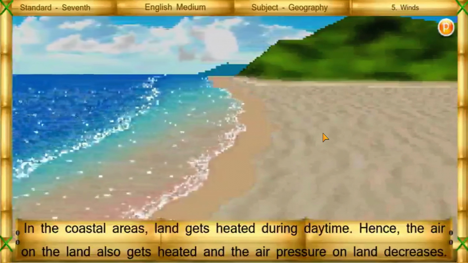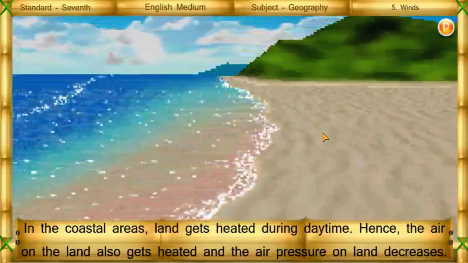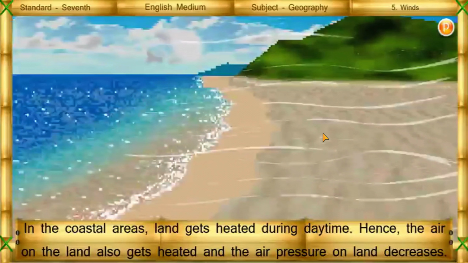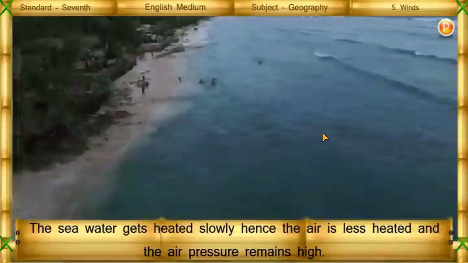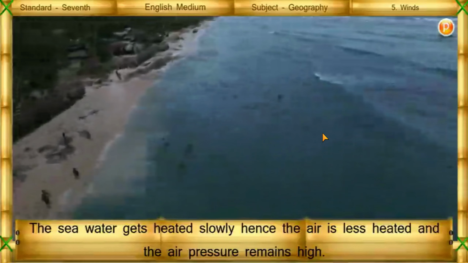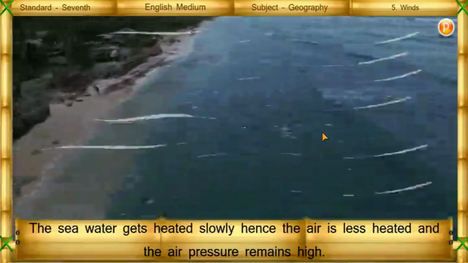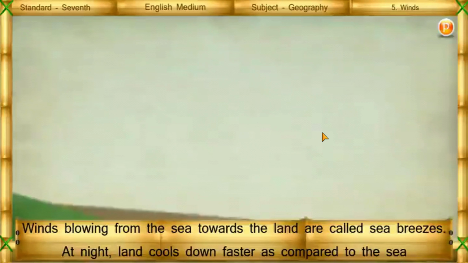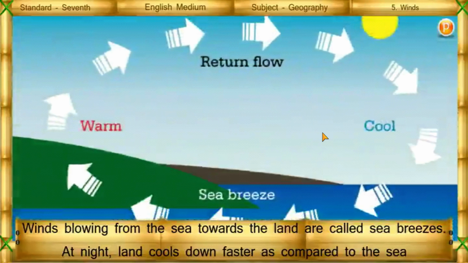In the coastal areas, land gets heated during daytime. Hence, the air on the land also gets heated and the air pressure on land decreases. The seawater gets heated slowly. Hence, the air is less heated and the air pressure remains high. Winds blowing from the sea towards the land are called sea breezes.